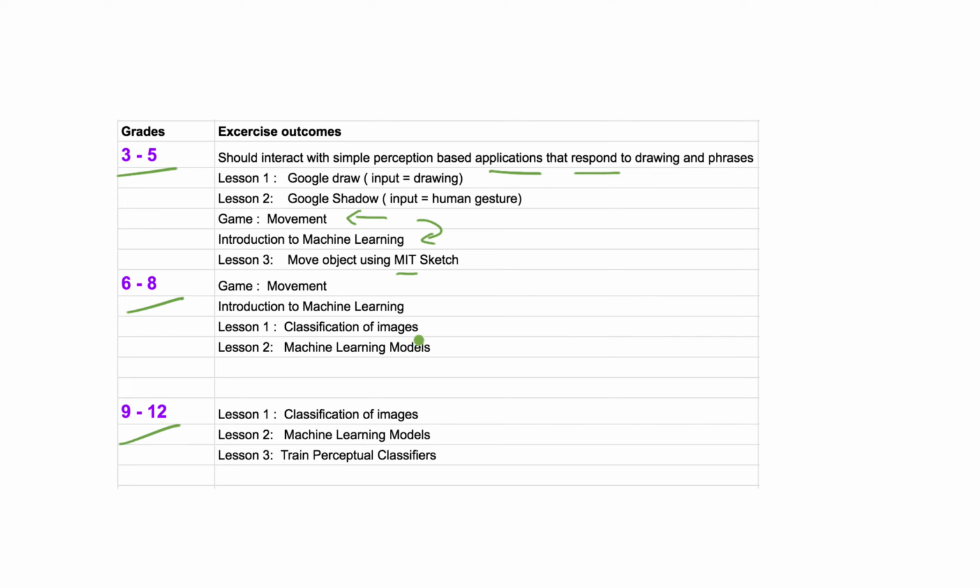introduce these basic machine learning techniques. Then when you go to grade 6 to 8, we will do some kind of classification and explain models. And in grade 9 to 12, we'll basically piggyback on the 6 to 8 curriculum and go a little more advanced with training perceptual classifiers. So that's how we break down that big idea for kids into actual learning outcomes at pathway.ai.